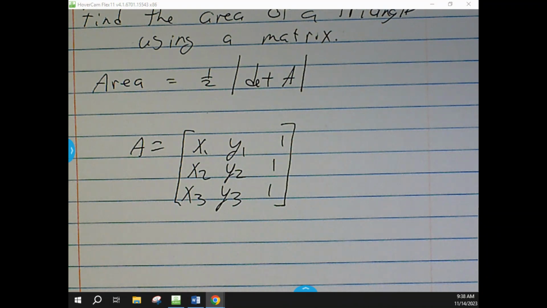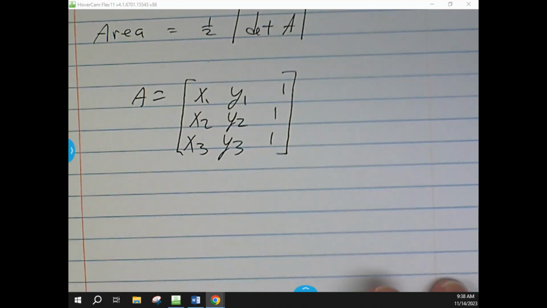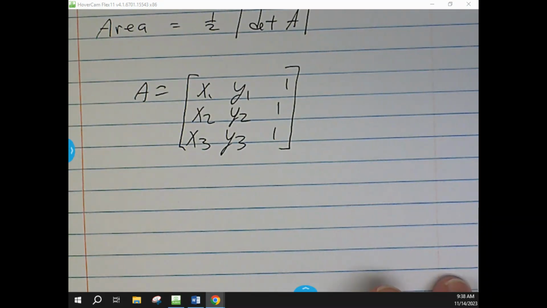So that might be a good bonus question on the test, maybe, possibly. Don't know. Or it could be a good application question anyway, at least.